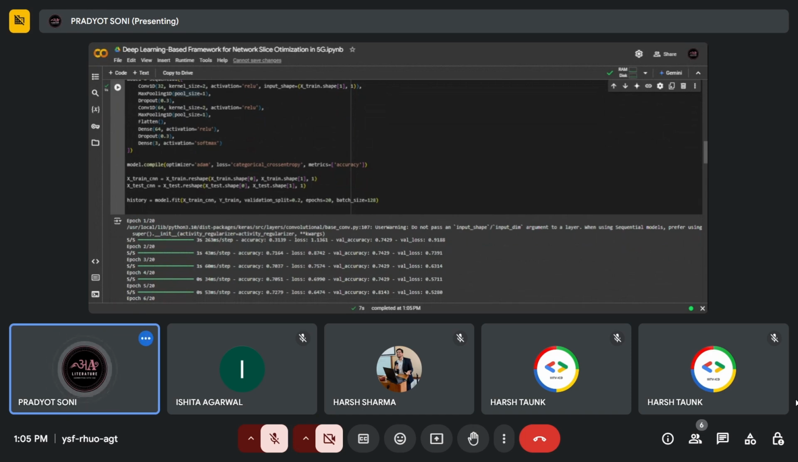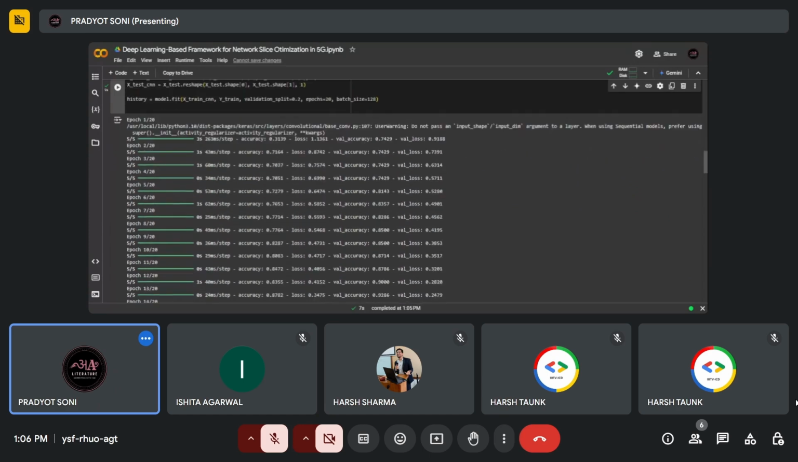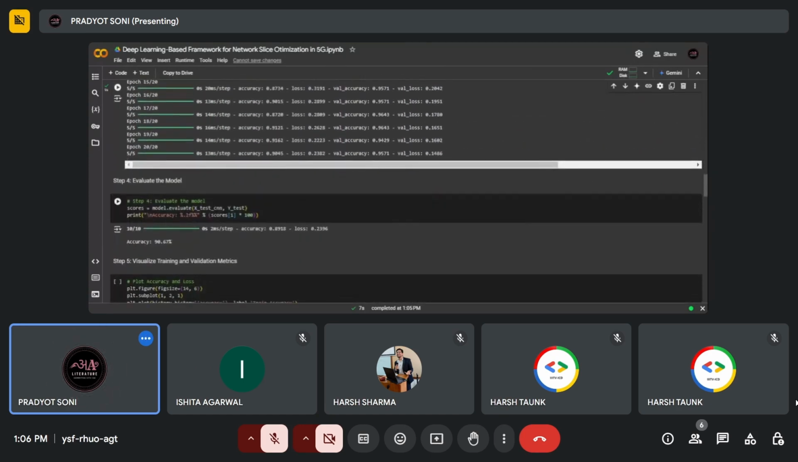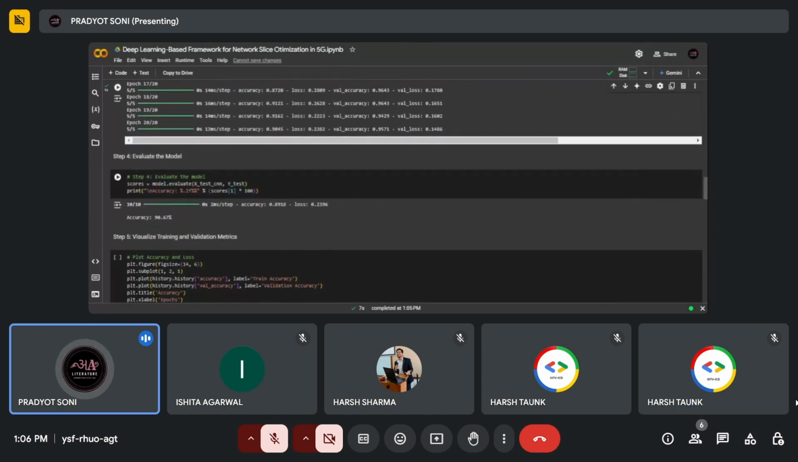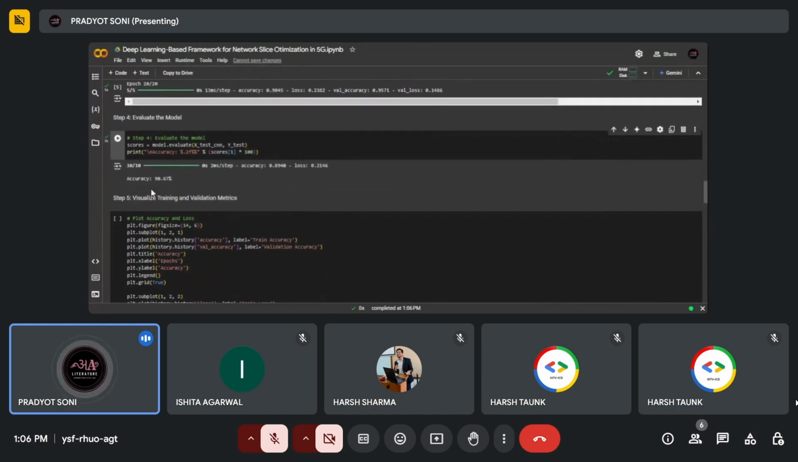So we used the Adam optimizer and categorical cross entropy as the loss function to train this model. We evaluated the model using the same procedure, and we got an accuracy of 90.67%.